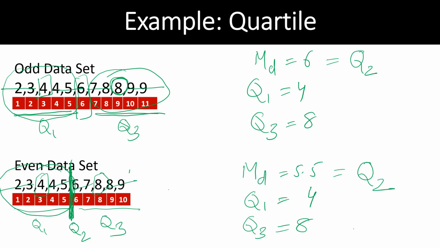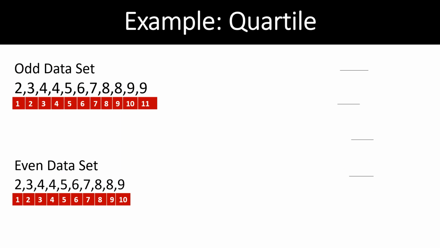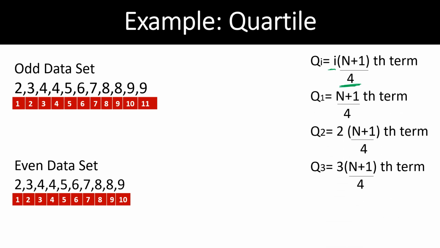Q2 is same as median. Now there is another way to calculate quartile by using the formula Qi equals i times (n plus 1) by 4, term. 4 means we are dividing the whole data set into 4 equal parts. That's why 4 is here in this formula. By using this formula, I can calculate Q1, Q2 or Q3.